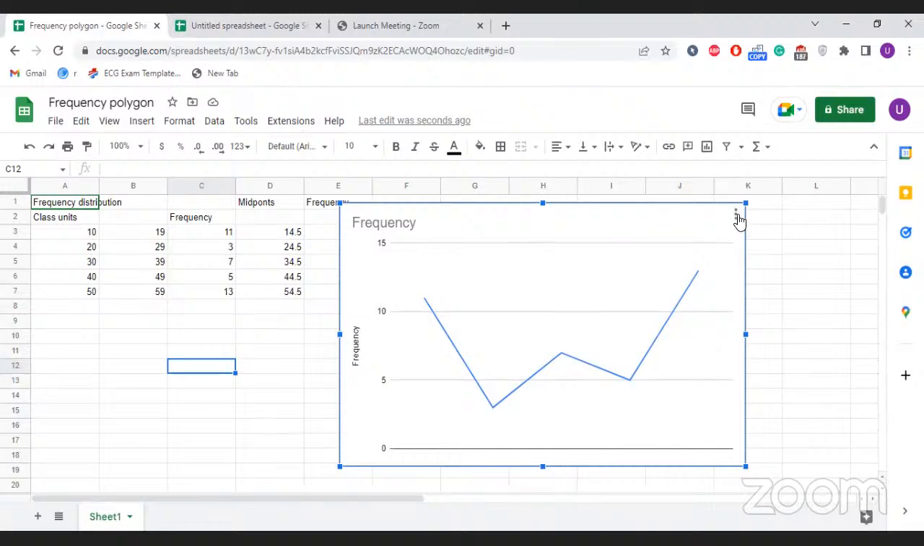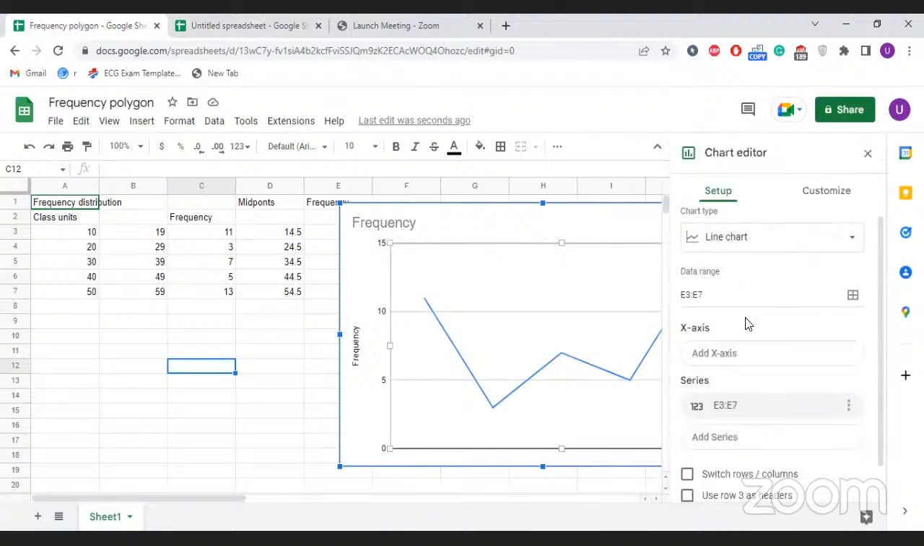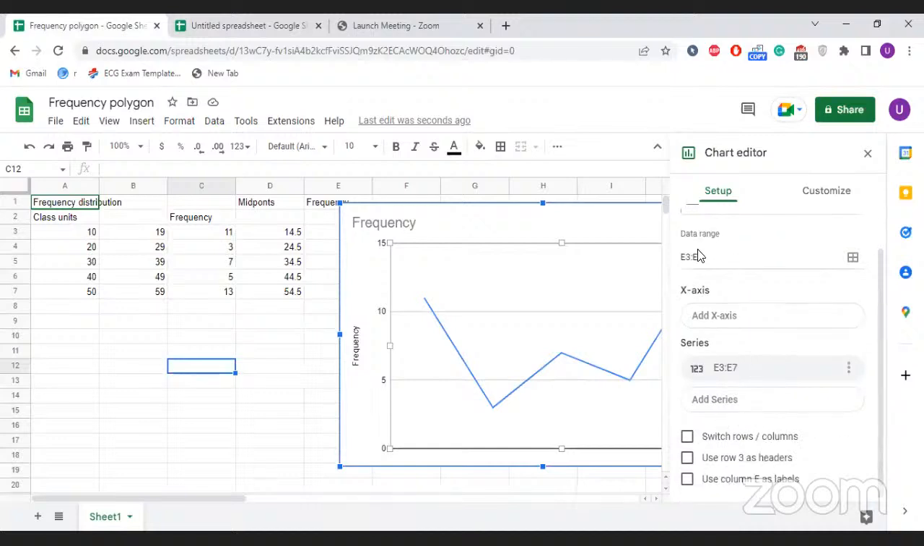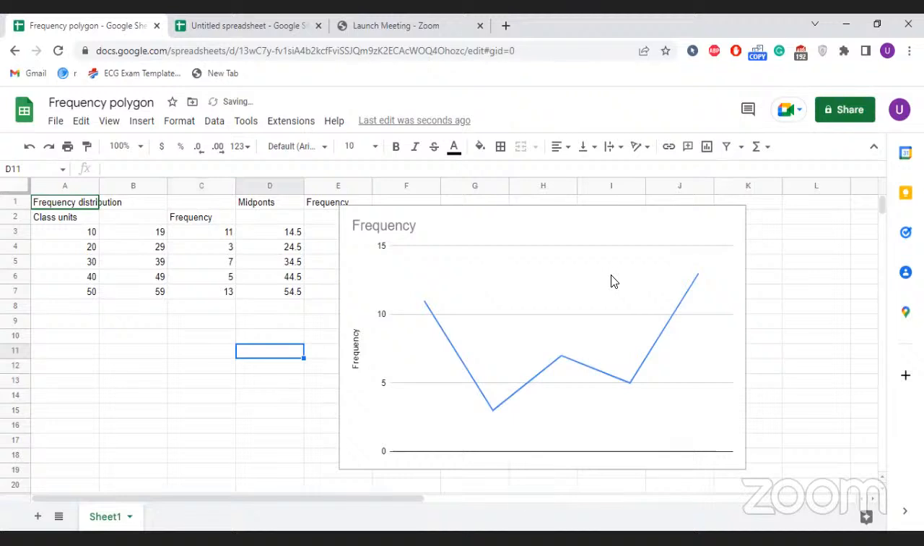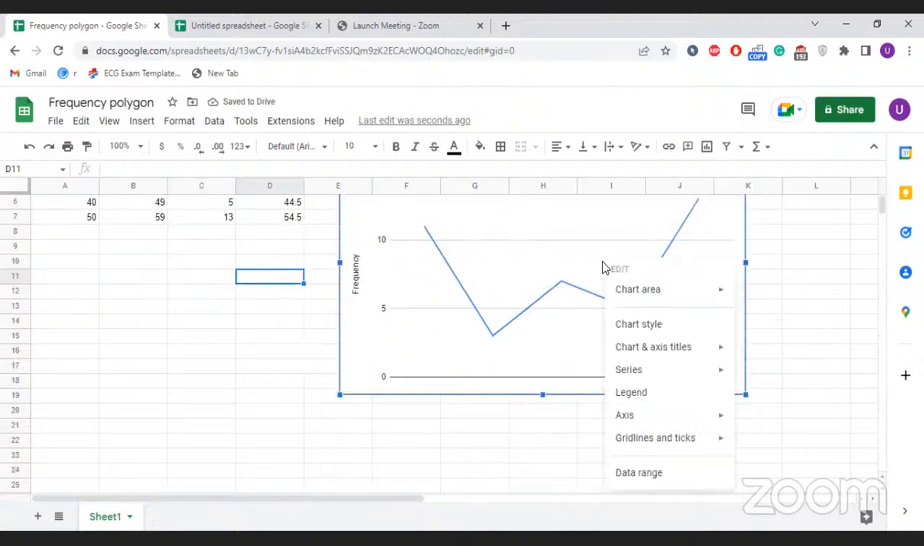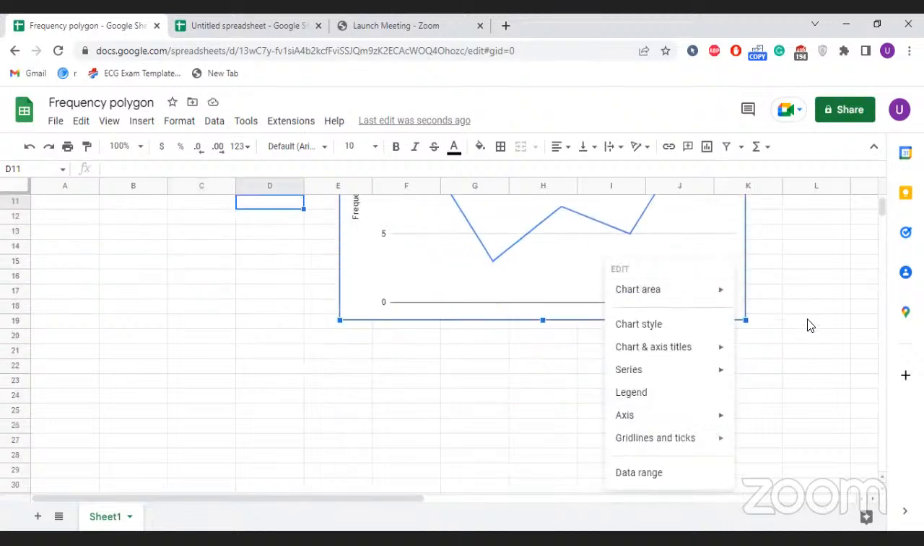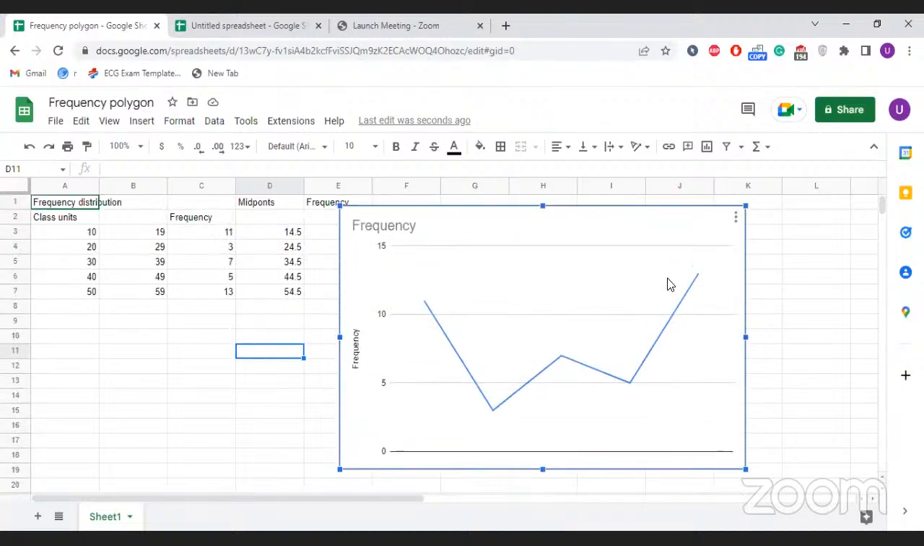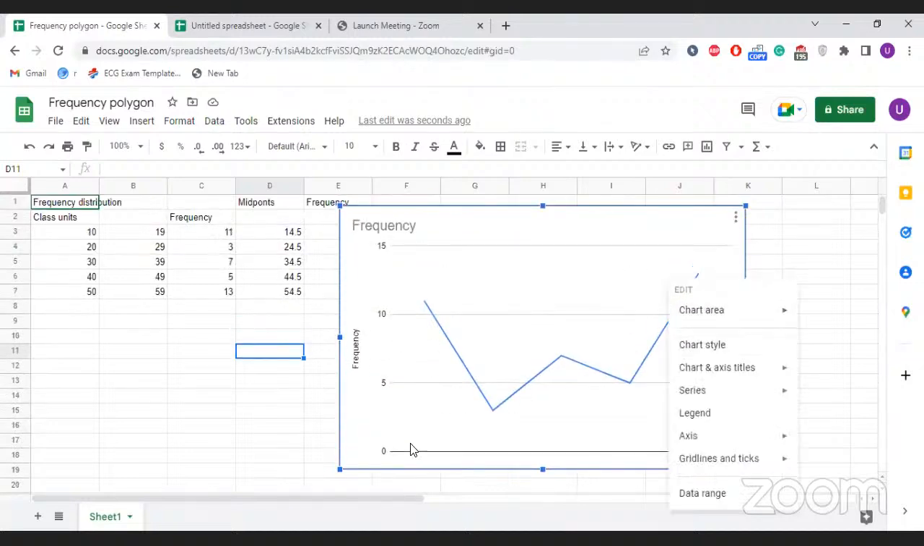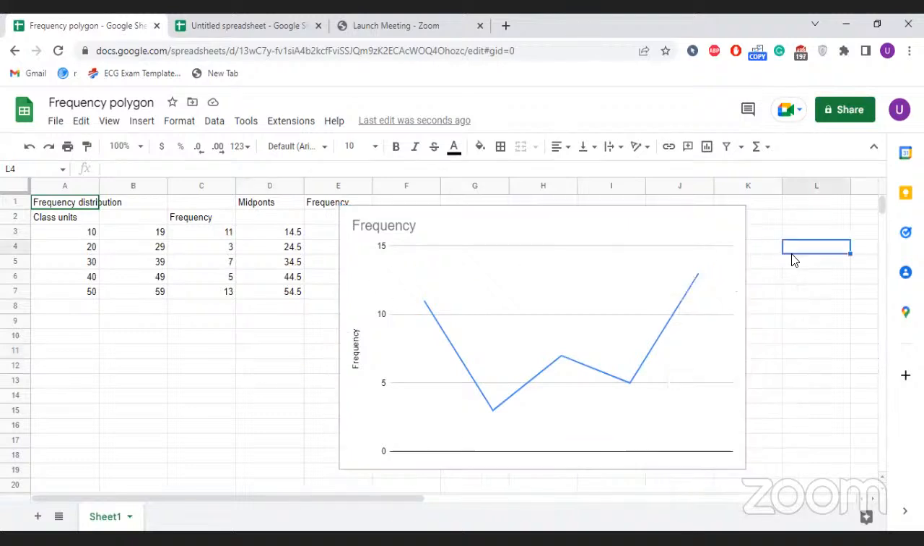And we can edit the chart. We can change the axis and label our chart. We can just right click it and change the title, and name the x-axis and y-axis. So this was just a brief description of what a frequency polygon is and how to construct it.